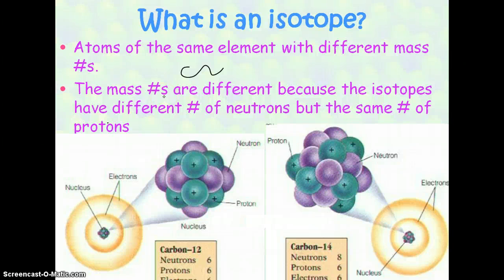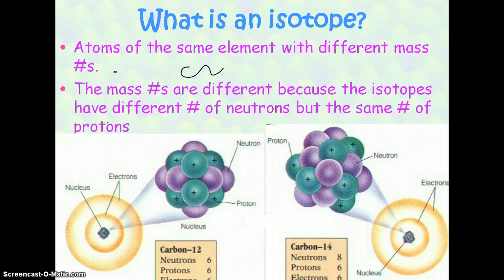All right, in this podcast, we're going to talk about isotopes. Isotopes are when you have atoms, so more than one atom. They're the same element, which means they have the same number of protons, but they have different mass numbers. Now remember that mass numbers are dependent on protons and neutrons. Well, protons tell us what the element is, and we know they have the same number of protons, so the difference has got to be the neutrons.